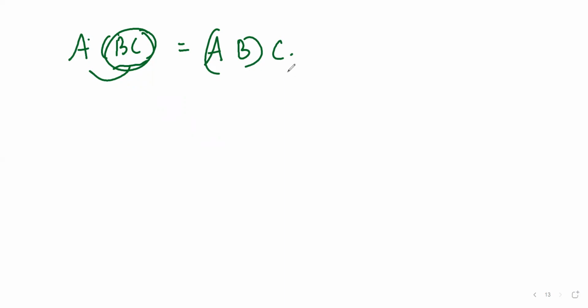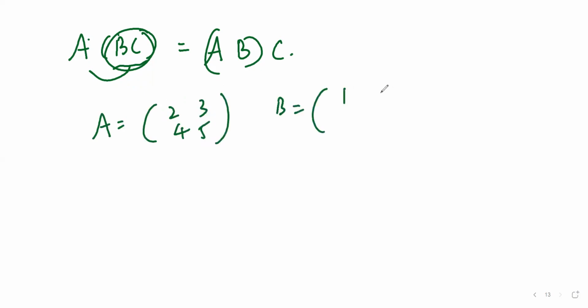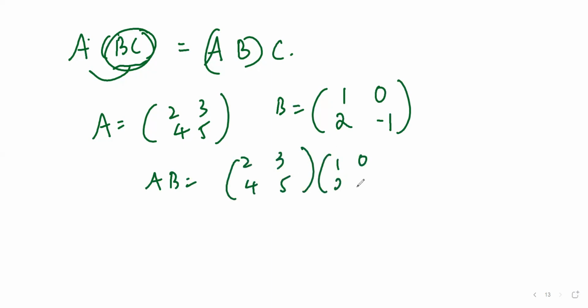Yes, this is about multiplication. Just to give you an example, A is 2, 3, 4, 5, and B is 1, 0, 2, minus 1. I'm just taking two simple ones for simplicity. I'm going to multiply them. So 2, 3, 4, 5 times 1, 0, 2, minus 1. Of course here it is 2 by 2, so the resultant matrix will also be 2 by 2.